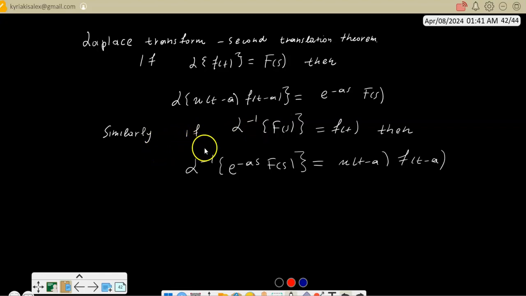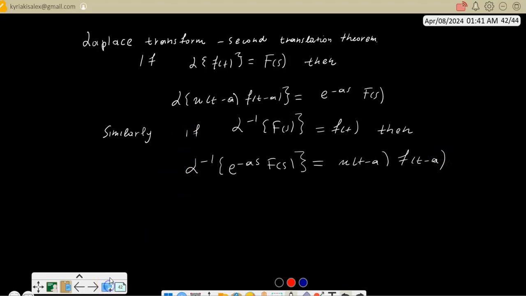And the similar result holds for the inverse Laplace. So if you take the inverse Laplace of capital F, and this is f of t, then the inverse Laplace transform of e to the minus a s times the function F of s equals u of t minus a times f of t minus a.